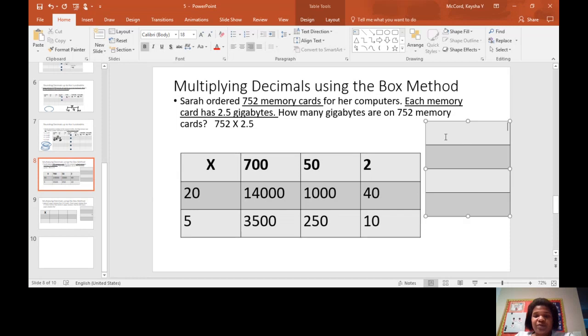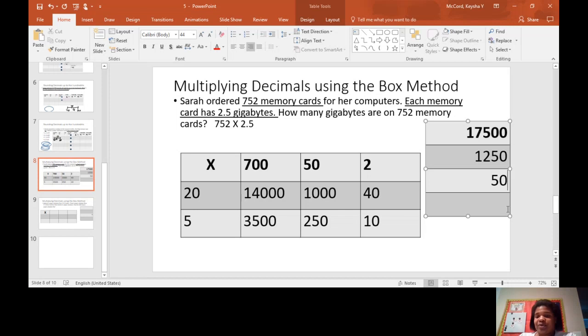So the first thing I'm going to do is add 14,000 plus 3,500. That is going to give me 17,500. The next thing I'm going to do is add 1,000 plus 250. That is going to be 1,250. And then finally, I'm going to add 40 plus 10, which will give me 50. Now I am ready to add.